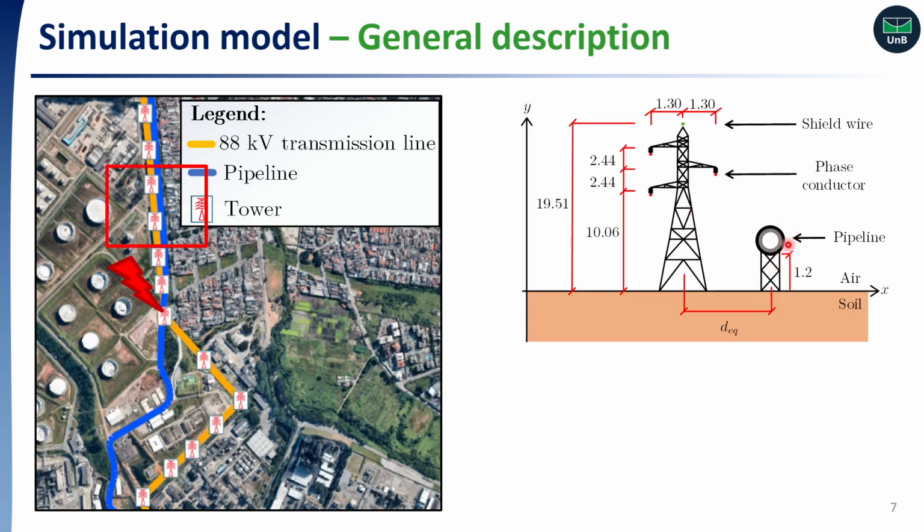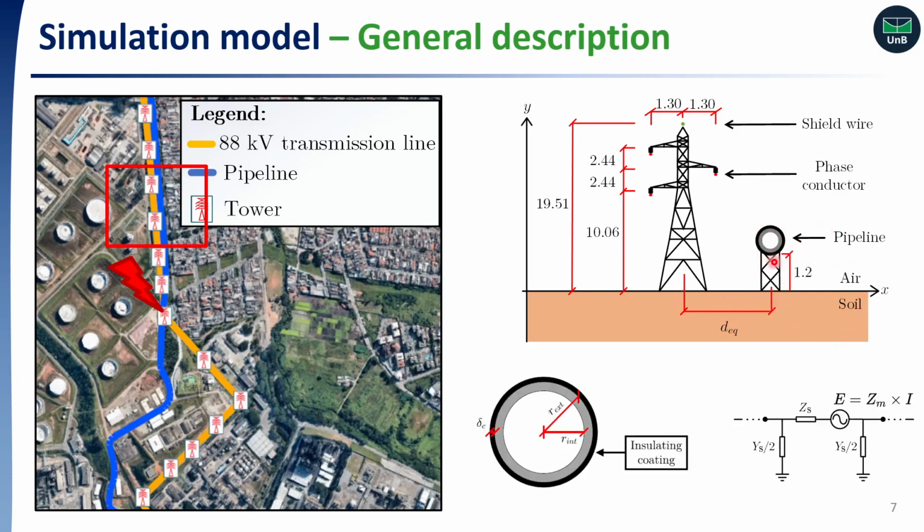To understand how this model is built, let us take a look at the parallel region. The pipeline is above ground, separated by some distance from the transmission line. The pipeline is coated and surrounded by air, which acts as an insulator. In terms of circuit components, this is what we have. The pipe metal itself is represented by a series impedance. The insulator is represented by two shunt admittances.